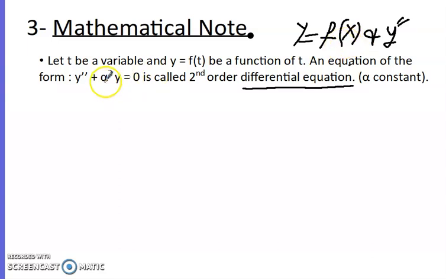Now, what is alpha? Alpha is a constant. Like when you have, for example, say y double prime plus, for example, 4y equals 0. So alpha is what? Is a 4. Okay? Good.